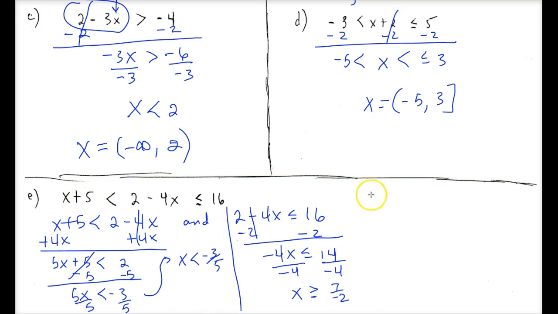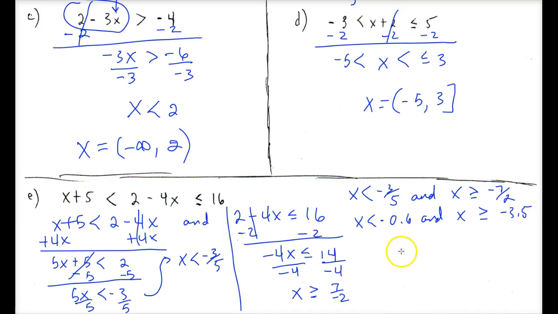And so now we have x has to be less than -3/5, and on top of that, x has to be greater than or equal to -7/2. And so in decimal form, if you don't recognize this, this is just saying x has to be less than -0.6, and it has to be greater than or equal to -3.5.